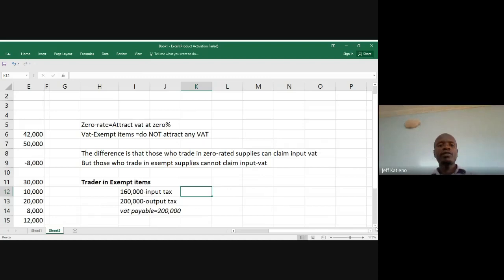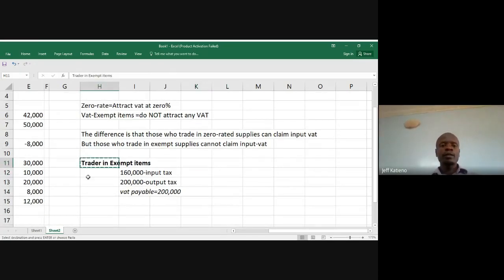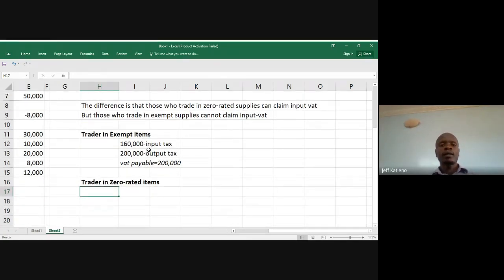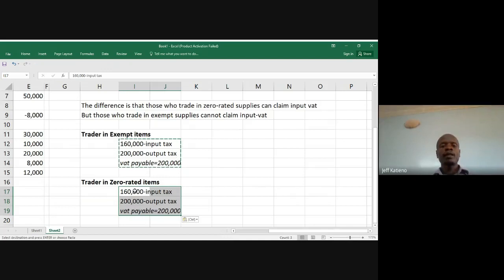While if you are a trader in zero rated items, this is the difference that will take place. Assuming that the details are still the same, the VAT payable now will be 40,000, because you'll be claiming input tax on the output tax that you pay. So it is far better to be zero rated than to be exempt.